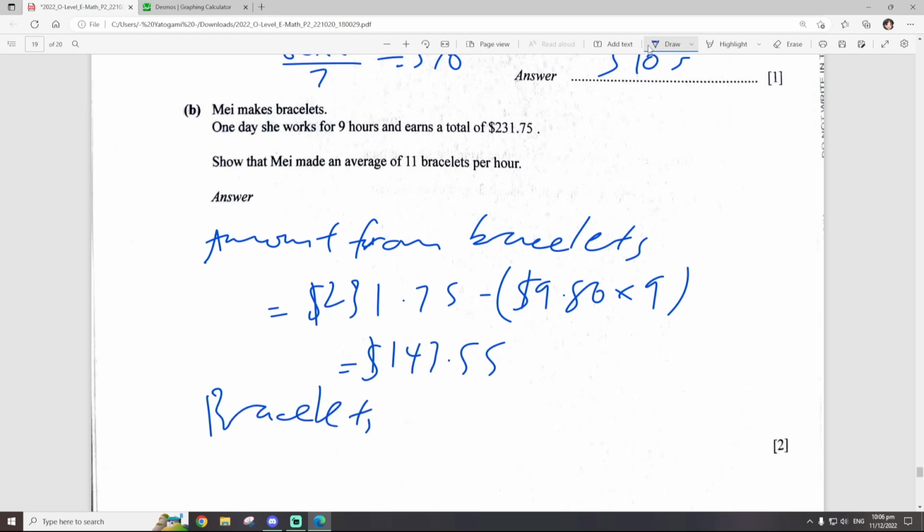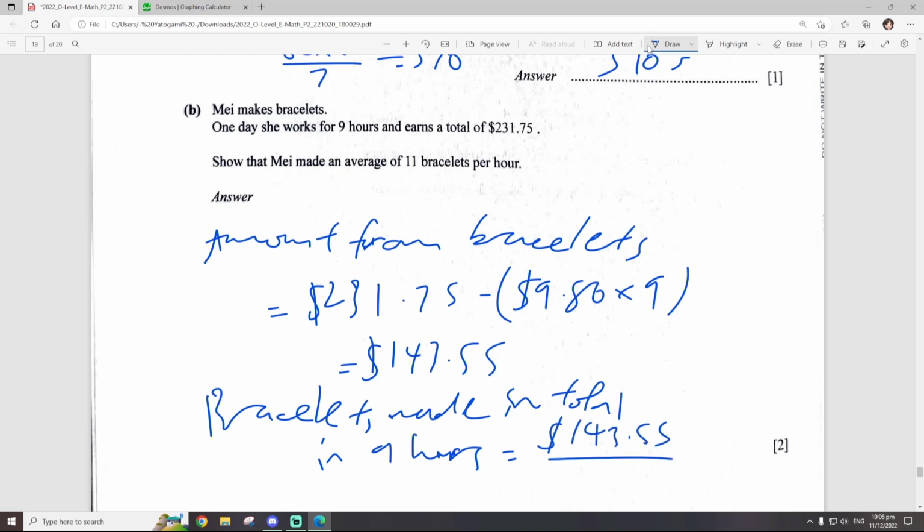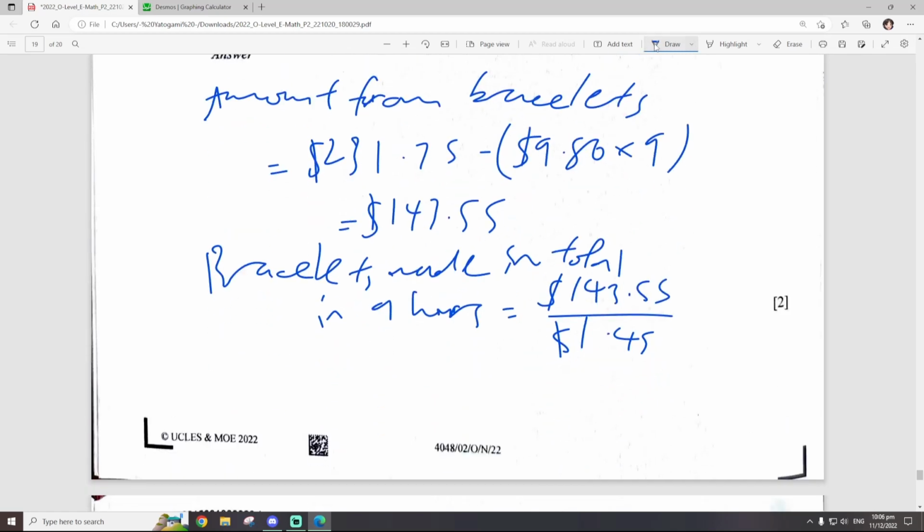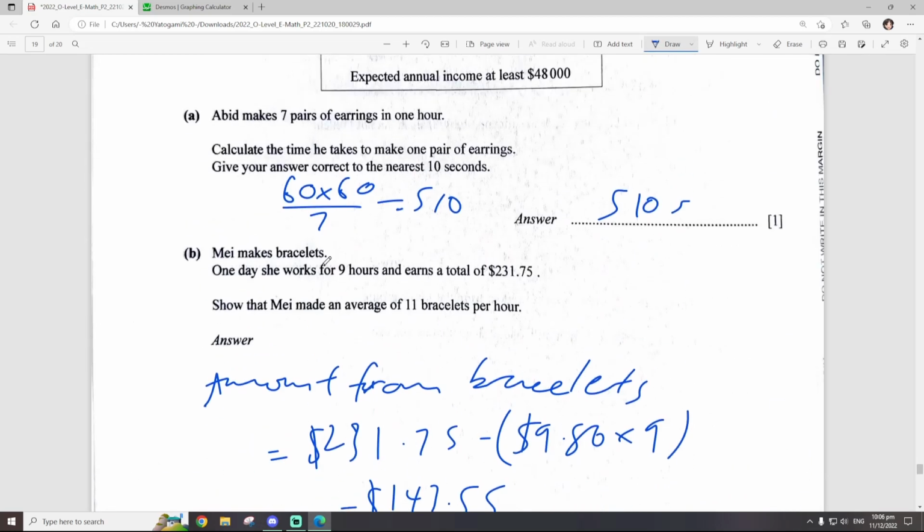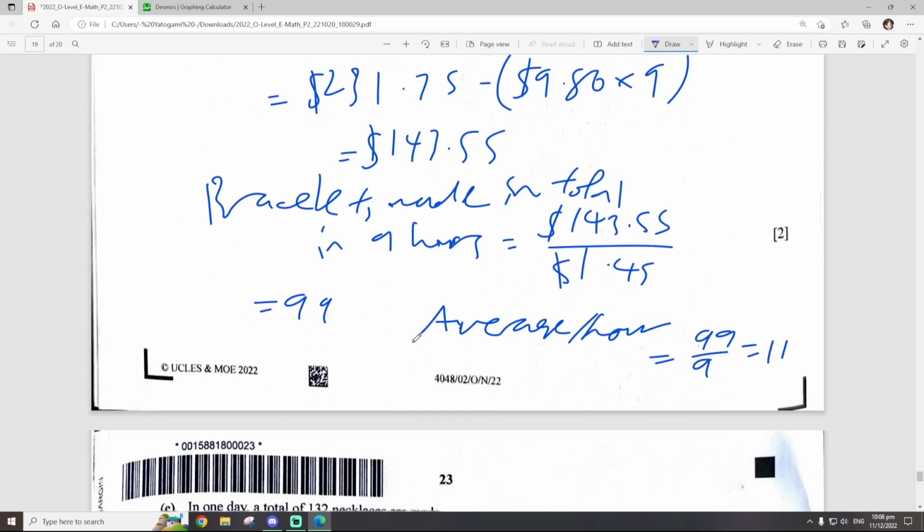The bracelets made in total in 9 hours will be the total that she earned from making all of the bracelets divided by the amount she would earn from making one bracelet, which is 1.45. And in fact, this is exactly 99. So the average per hour is just 99 divided by 9, which is 11, which is what we wanted. She made an average of 11 bracelets per hour.